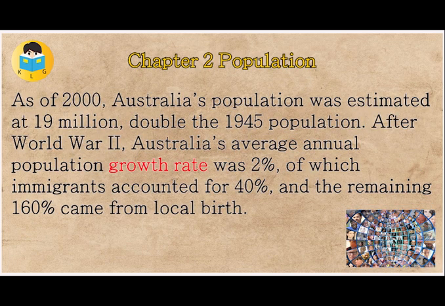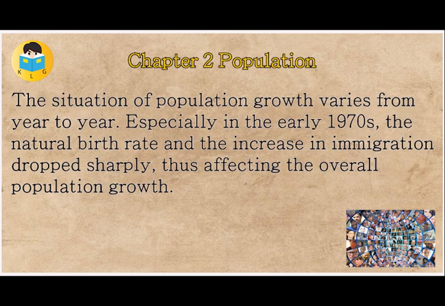As of 2000, Australia's population was estimated at 19 million, double the 1945 population. After World War II, Australia's average annual population growth rate was 2%, of which immigrants accounted for 40%, and the remaining 60% came from local births. The situation of population growth varies from year to year.